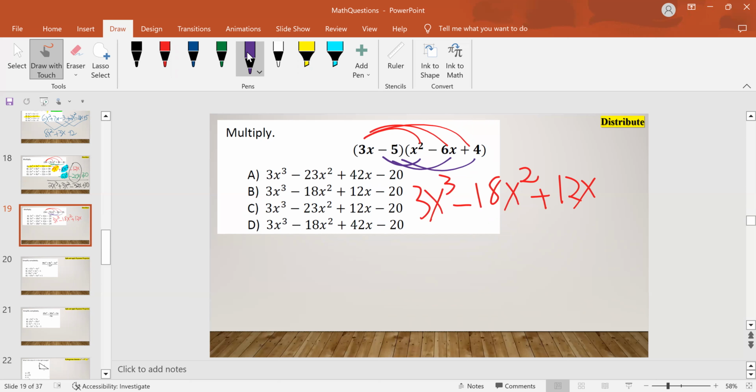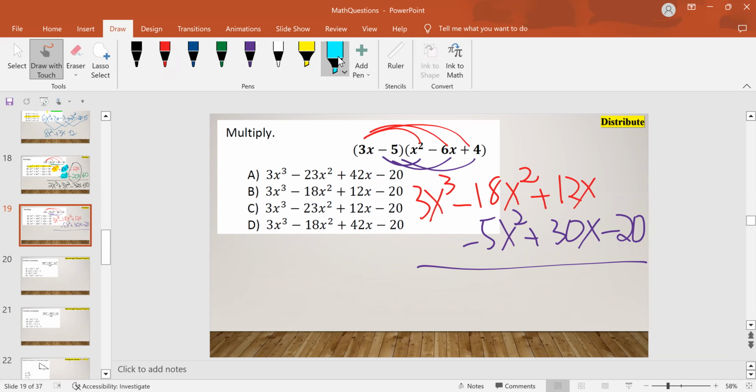Okay, after that, we do this one here. Negative 5, we have to take the 5 with the negative sign. Negative 5 multiplied by x squared is negative 5x squared. Negative 5 multiplied by negative 6 is positive 30x. And negative 5 multiplied by positive 4 is negative 20. You see the way I align this, with like terms, so we can combine them.